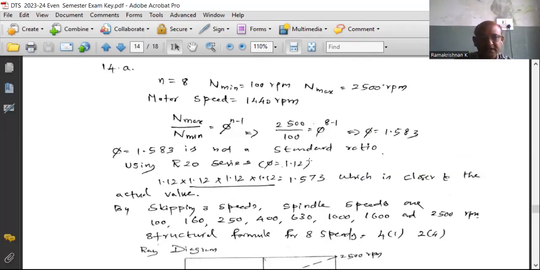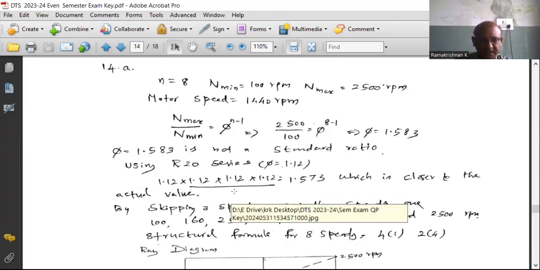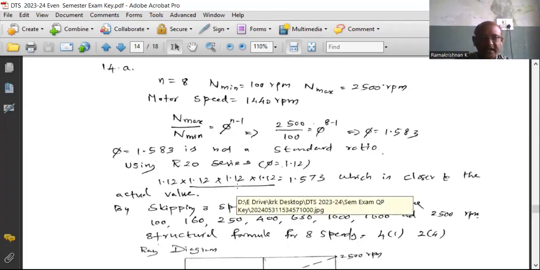So we can make a trial. Let us try the R20 series. In the R20 series, it has a standard step ratio of 1.12. By trial, multiplying 1.12 four times, we can get 1.573. It is almost close to the required step ratio value 1.583. So we can fix the R20 series, but with the extra multiplication of 3 times. So we take the R20 series in the data book. We can select the 8 output speeds by skipping 3 speeds, that is underlined here.